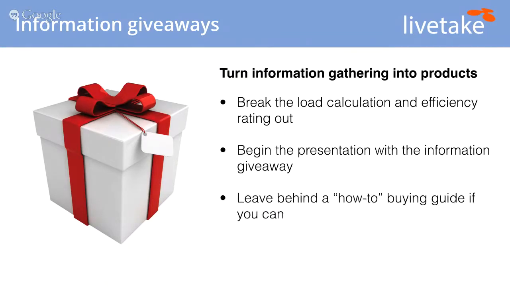Then, if you can, create a leave behind, a how-to buying guide, right? So what the buying guide would say is, here are the things that you should look for when looking to buy a new furnace and air conditioner. Here are the things you want to ask a contractor to ensure that they know what they're doing and that the quality is going to be right. You can really go to town on this, but you should create a buying guide for that person that you can, again, leave behind for them. And this is all separate from the actual sales presentation.